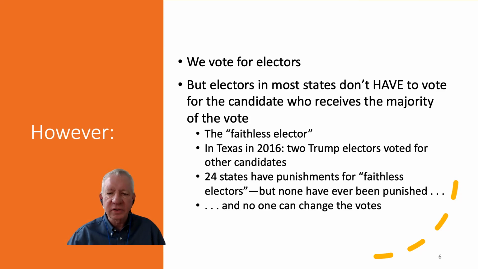In 24 states, there are punishments for faithless electors who choose to go elsewhere, but those punishments have never actually been exercised. And the fact is that once the electors vote according to the Constitution, no one can change their votes. And so this varies state by state. In some states, there are requirements or where the votes are counted automatically. Other states have a proportional system where the electors are broken down according to the percentage of the vote. But in many states, it's not automatic.